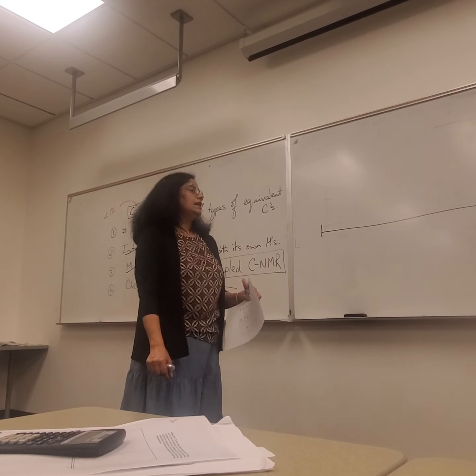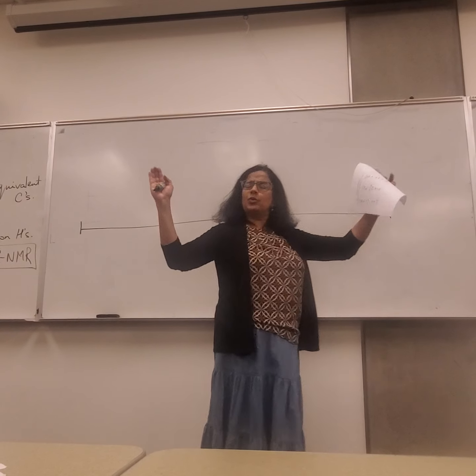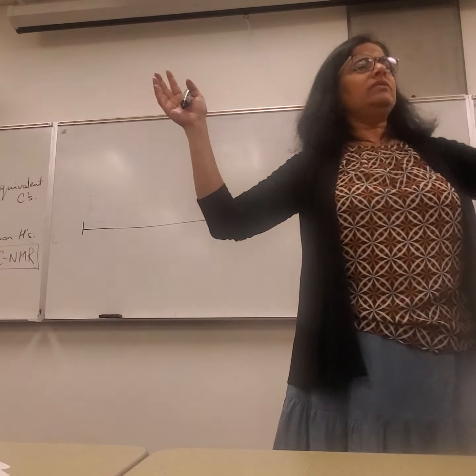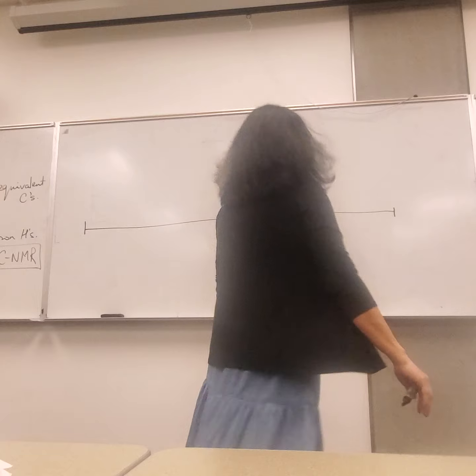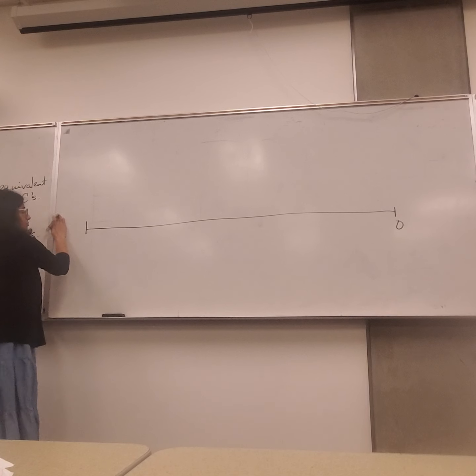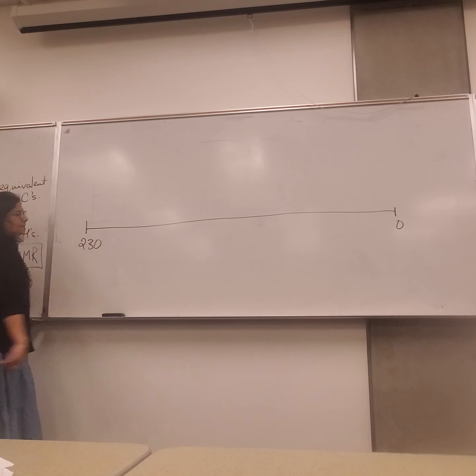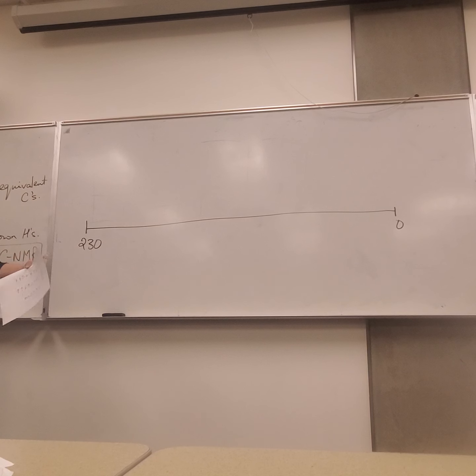Now, please notice, what is the scale of proton? It goes from 0 to what? 0 to 14, about, right? This goes from 0 to almost 220, 230, 240. It can go anywhere. So it's a different scale altogether.